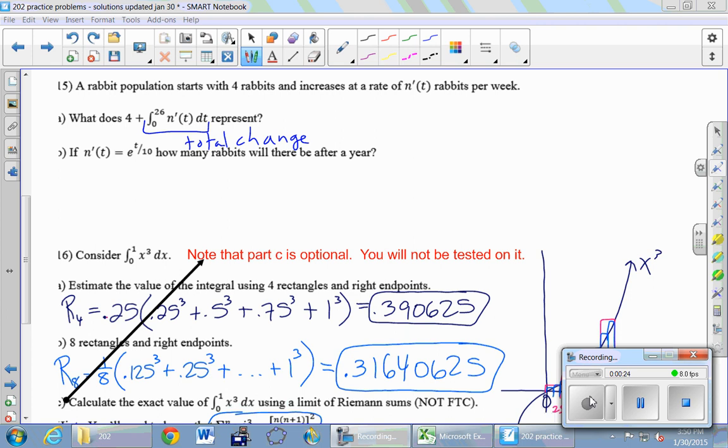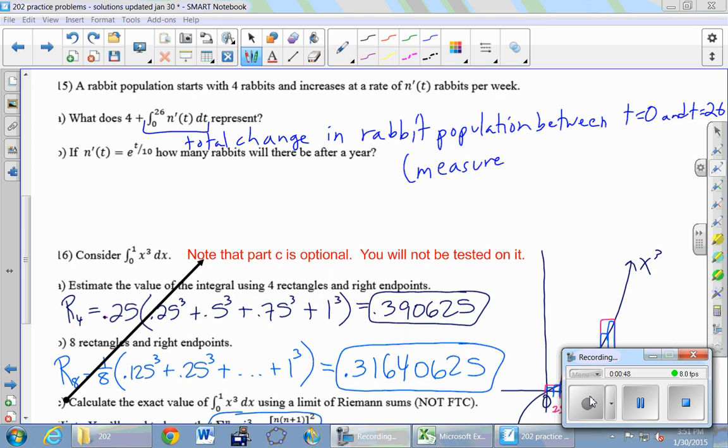So is the change in what? Well, it's the change in whatever n is measuring, which is the rabbit population. So this is the change in rabbit population. And then we've got to make sure we get those limits of integration here in part of our sentence, between t equals 0 and t equals 26. And then I'll put parenthetically measured in.